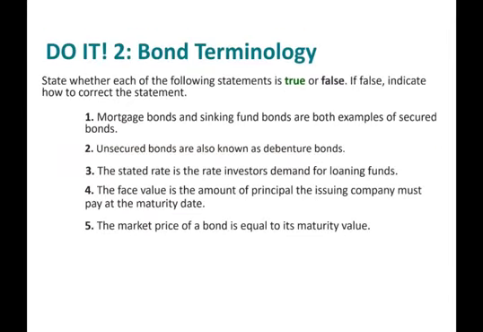Let's take a look at this quick exercise as a wrap up. State whether each of the following statements is true or false. Mortgage and sinking fund bonds are both examples of secured bonds. Yes, a mortgage bond is a secured bond, as I told you it's a mortgage. And sinking fund bonds, we did not talk about. A sinking fund bond is when the company puts money away separately to pay off the bond. So yes, this is true.